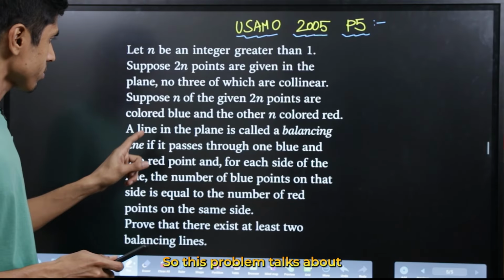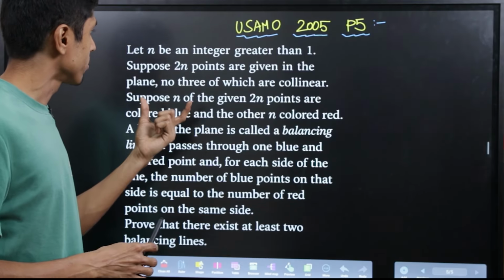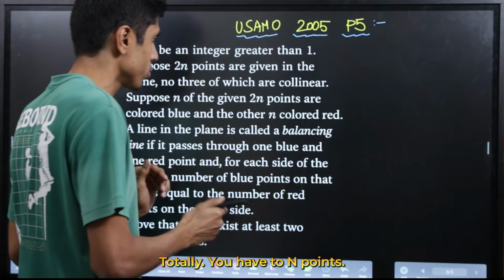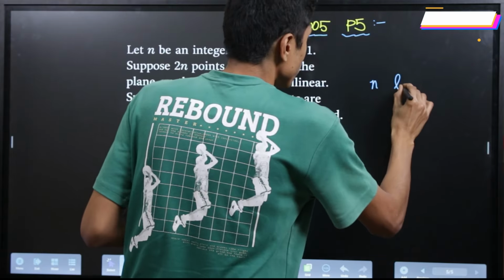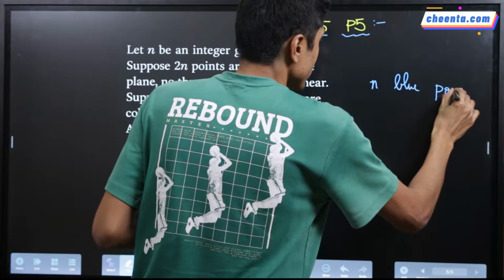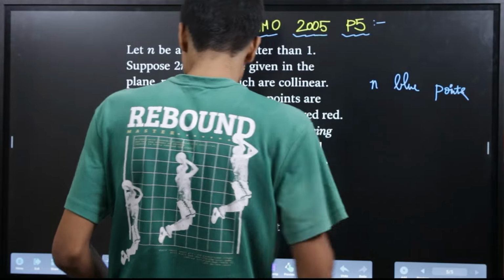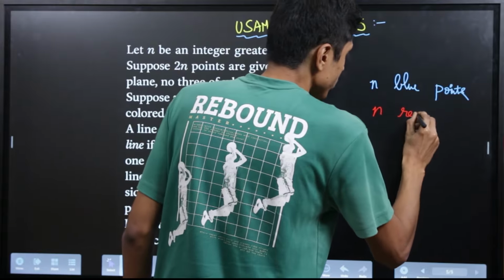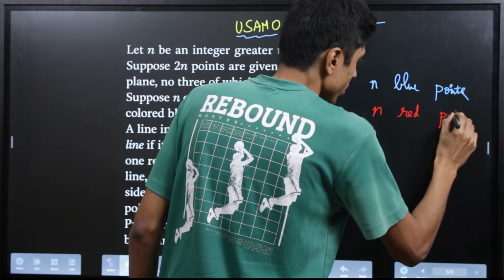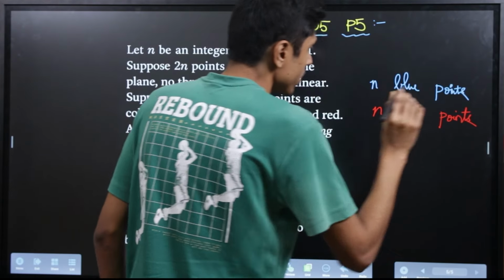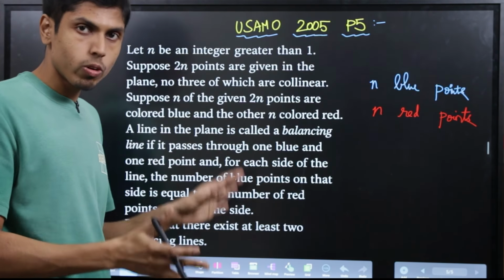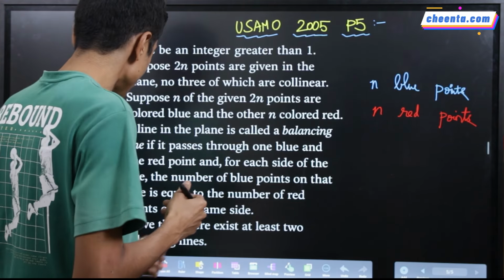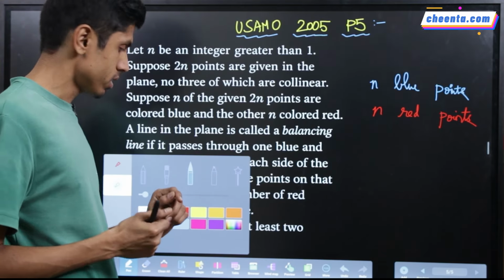So this problem talks about n blue points and n red points. Totally you have 2n points. So you have n blue points and you have n red points. And they are arranged in the plane such that no three are collinear. And they have one interesting condition.